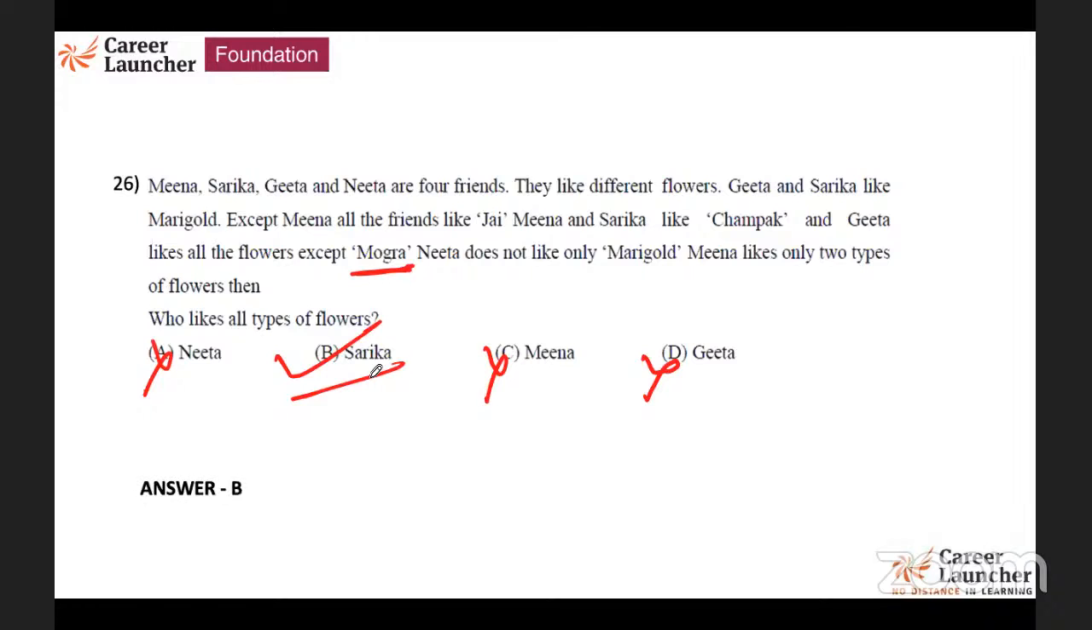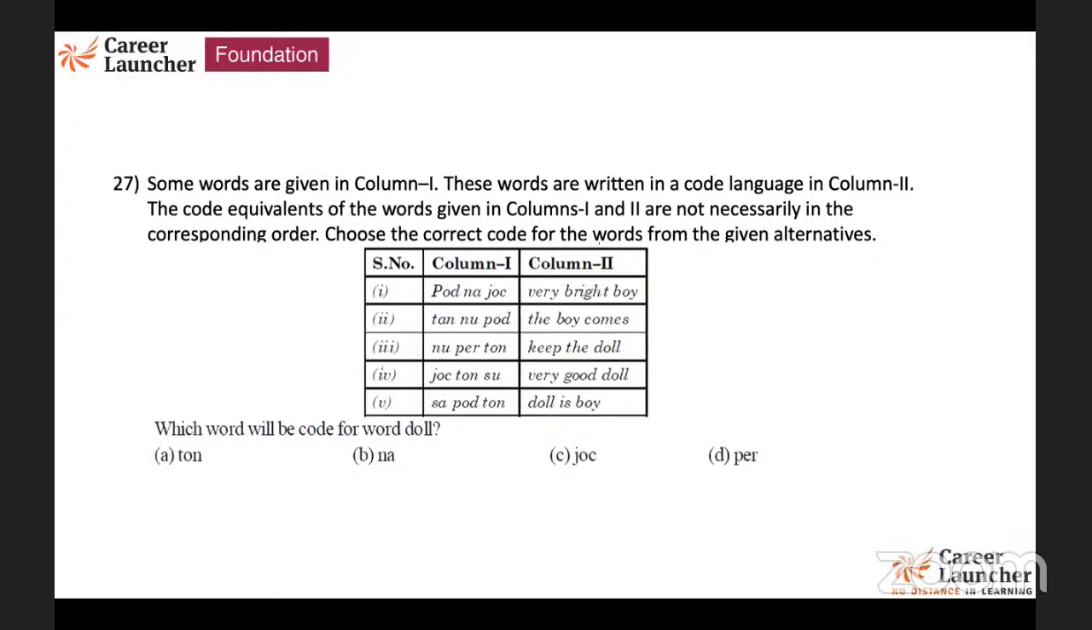The way to solve it is to figure out what others are not there. You will get your answer straight away. This is a good question. Please solve it.